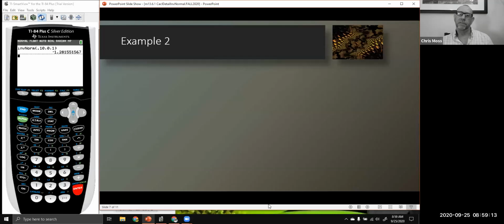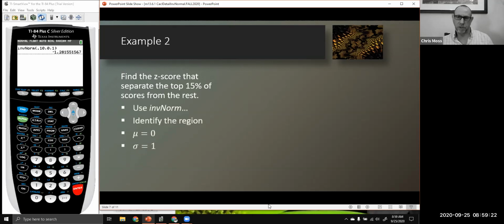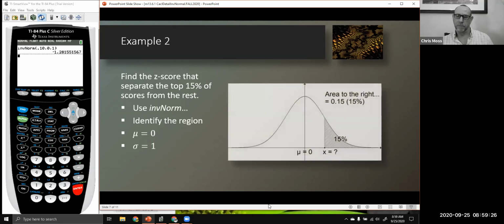Now, here's your second example. We want to find the z-score that separates the top 15% of scores from the rest. The process is the same. The picture here is even more important, perhaps, than it was in the first example.